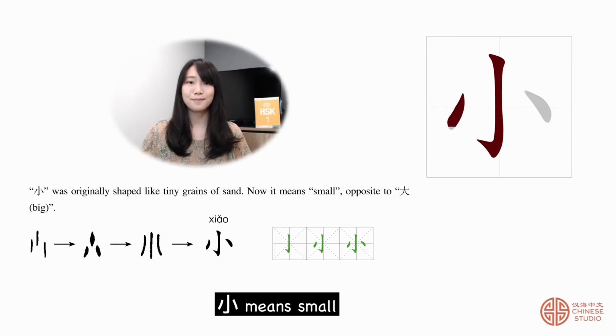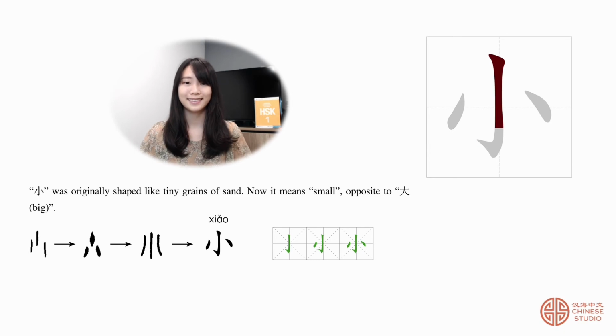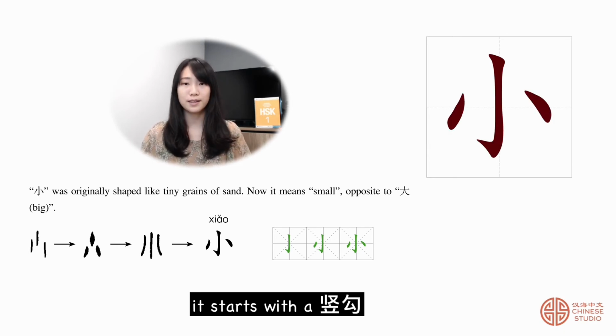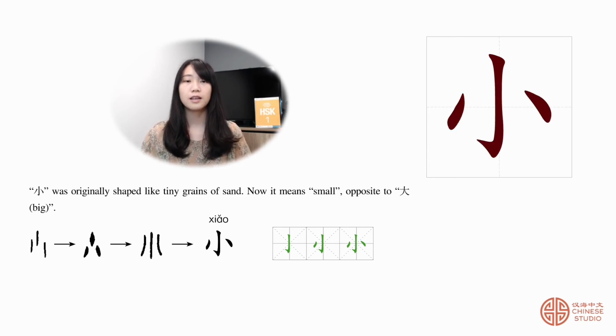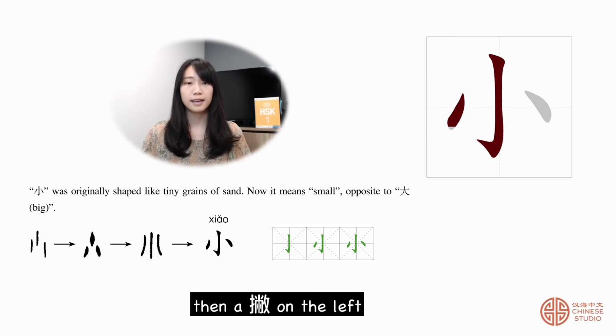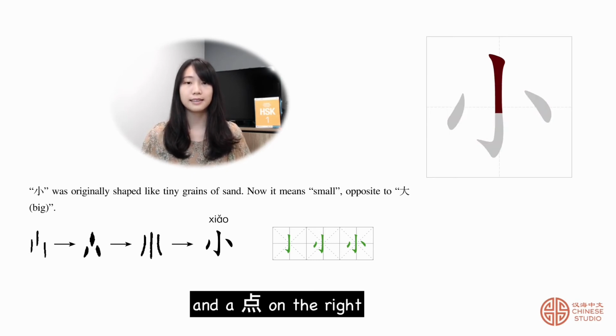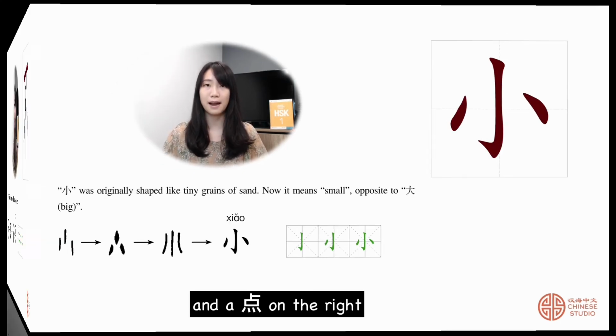小 means small. It starts with a 竖钩, then a 撇 on the left, and a 点 on the right.